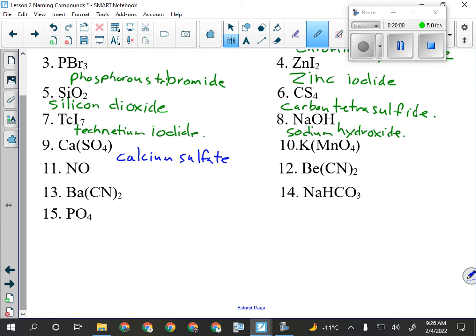Now for number 10, we've got potassium and another polyatomic ion. This is permanganate. So potassium permanganate, which incidentally is little purple crystals that used to be used as a fungicide.